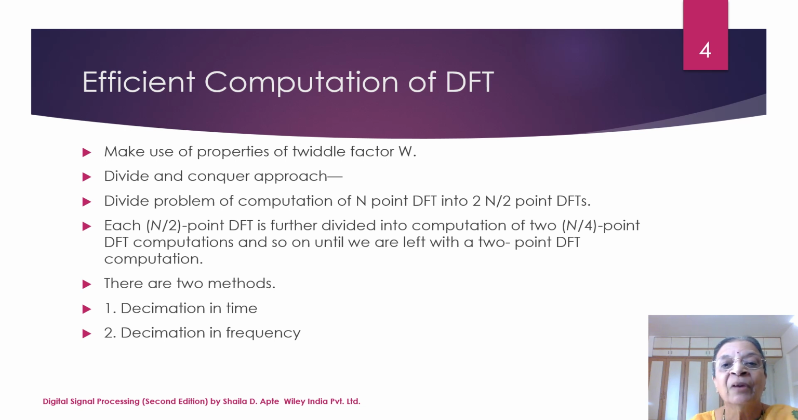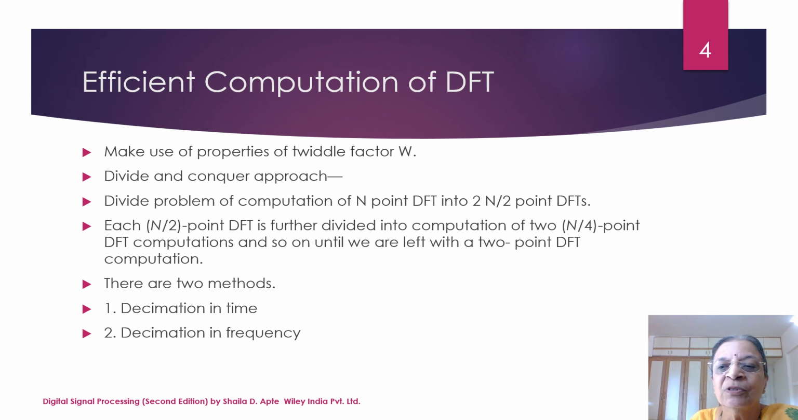So what we do, we divide it. Each capital N point DFT computation is divided into two N by 2 point DFT computations. So if it is an 8-point DFT computation that we are supposed to carry out, we will divide it into two 4-point DFT computations. Again, these two 4-point DFT computations will be further divided into two 2-point DFT computations. We'll continue with this until we are left with only 2-point DFT computation. This is called the divide and conquer approach.